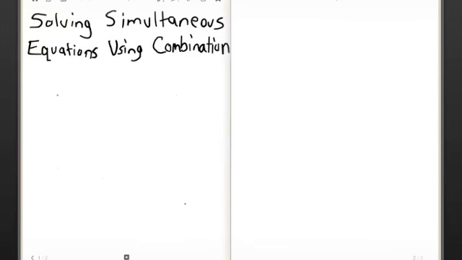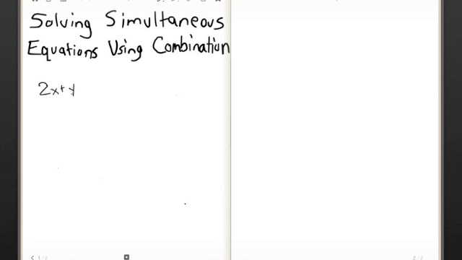So last time we looked at how to solve simultaneous equations by finding what one variable equals and then substituting that back into the original equation. And that works pretty well most of the time, but there is another method which is often faster, and it's called combination or linear combination.